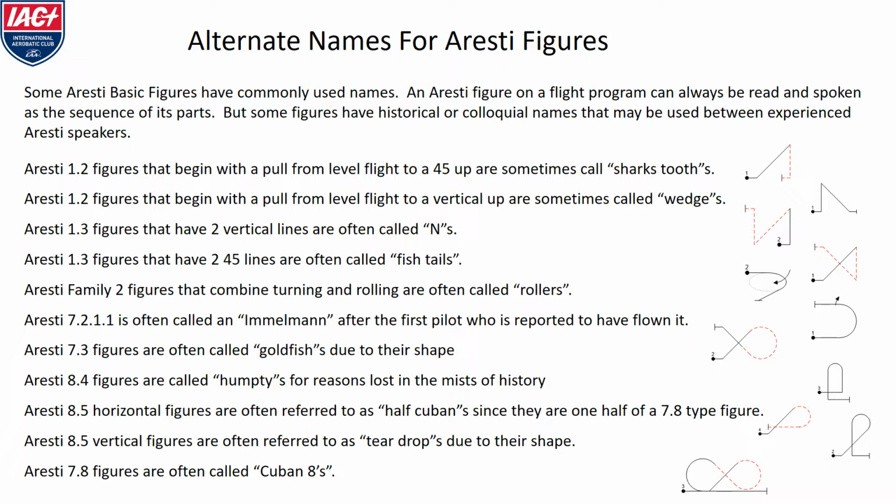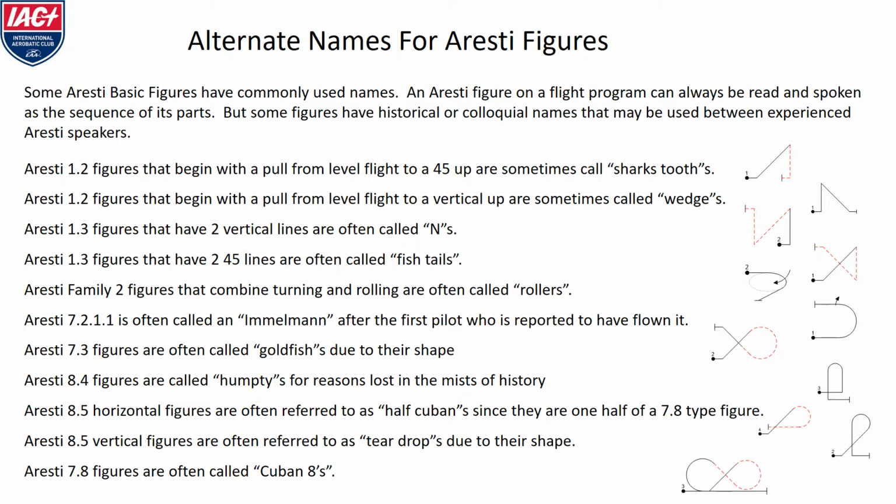Aresti 1.2 figures that begin with a pull from level flight to a 45 up are sometimes called shark's tooths. Aresti 1.2 figures that begin with a pull from level flight to a vertical up are sometimes called wedges. Aresti 1.3 figures that have 2 vertical lines are often called ends. Aresti 1.3 figures that have 2 45 lines are often called fishtails. Aresti family 2 figures that combine turning and rolling are often called rollers.